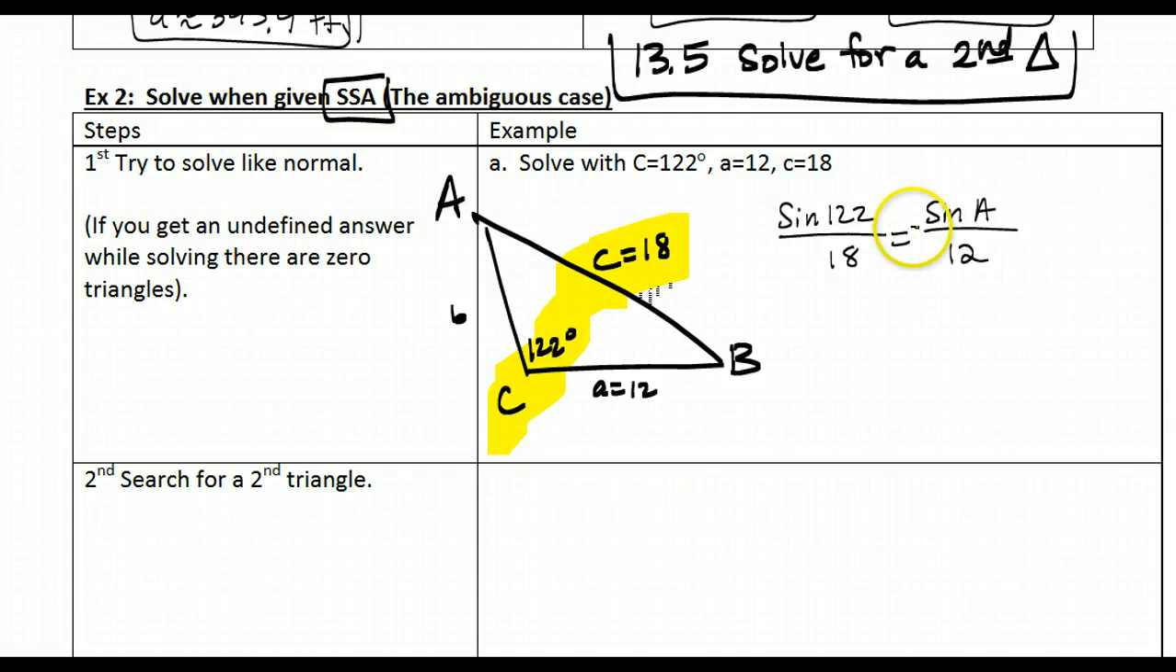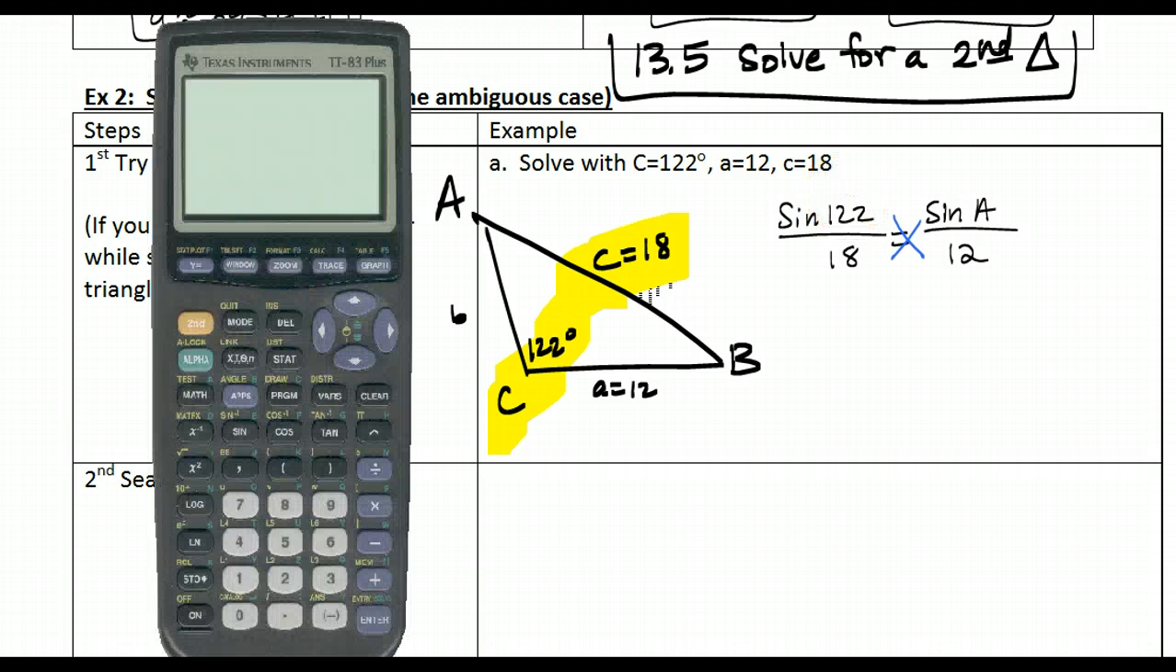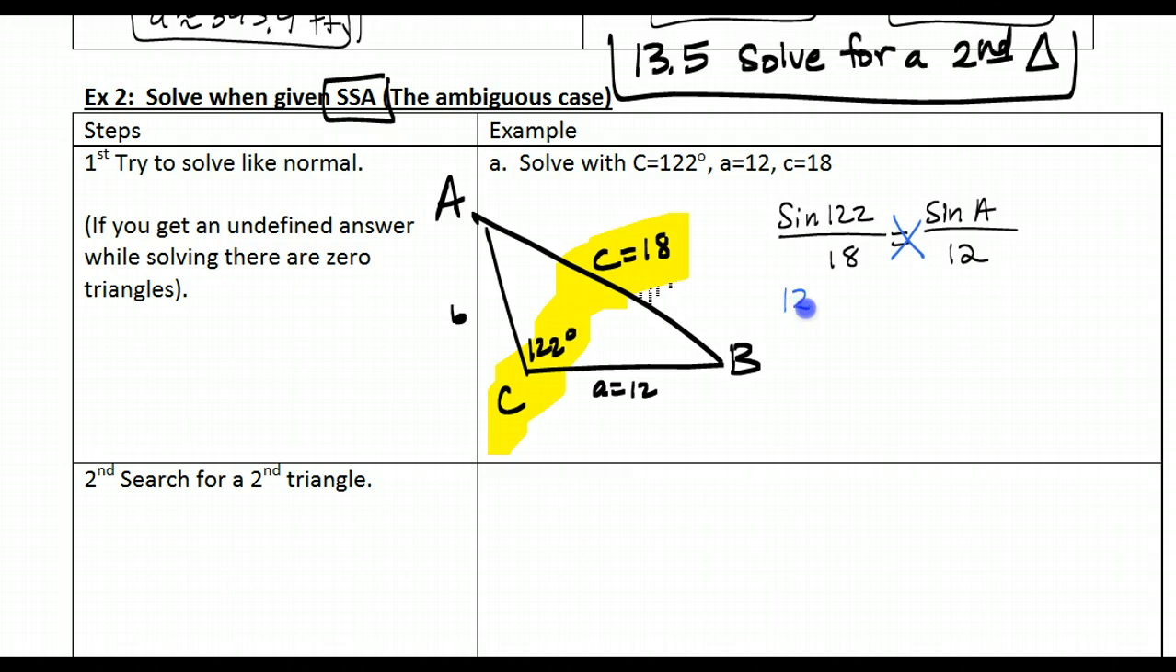Like I normally would, I am going to cross multiply. So I'm going to do 12 times sine of 122, and I get 10.176. By the way, if you want me to write it all out, I'll do it the first time here. So I get 12 times sine of 122 equals 18 times sine of A. And then I'm going to divide both sides by 18.